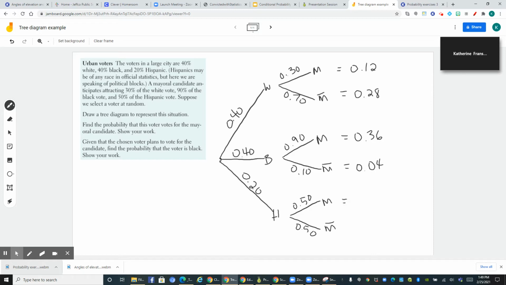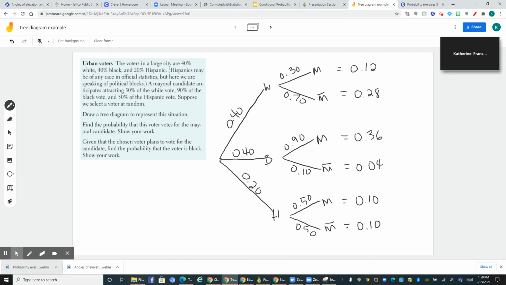And finally, the probability of someone being Hispanic and voting for this candidate is 0.2 times 0.5, which is about a 10% chance. And this one also is 0.2 times 0.5, also a 10% chance. If we add all of those up, they will add up to 1. So we have 10, 20, 30, 40, 50, 60, 70, 80. Yep, they all add up to 1. Okay, so now we can answer the questions.